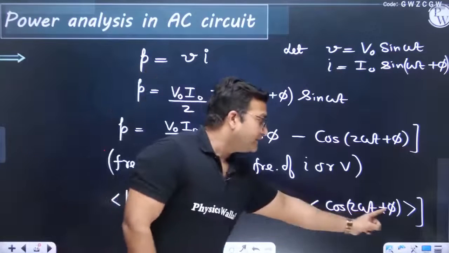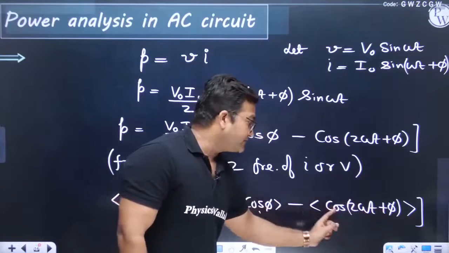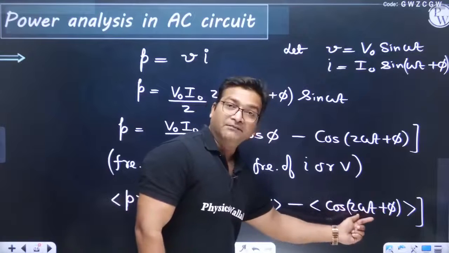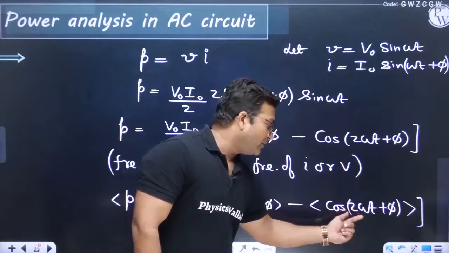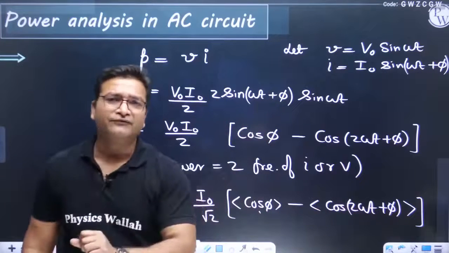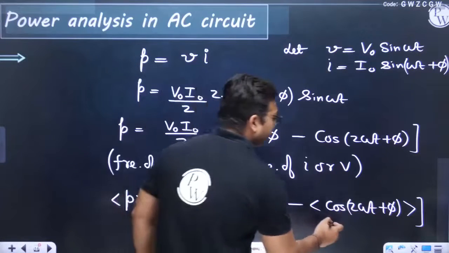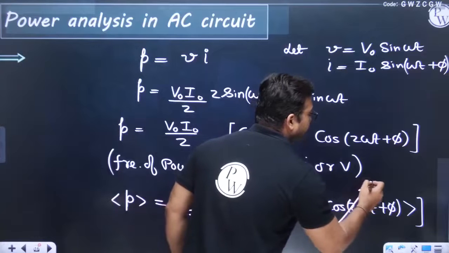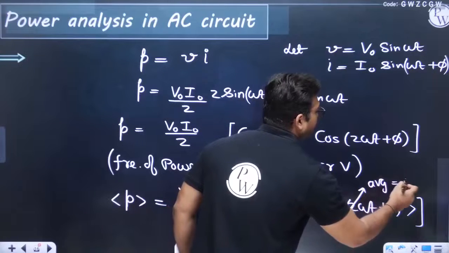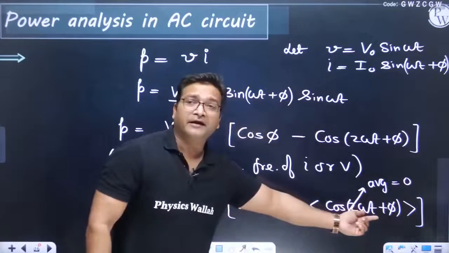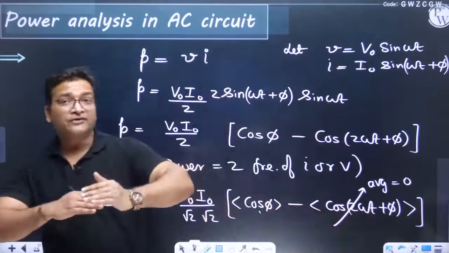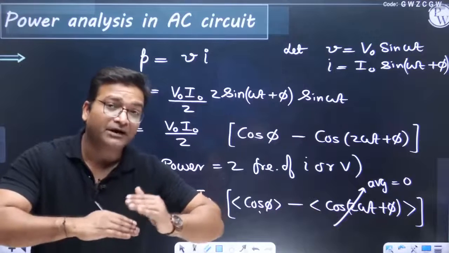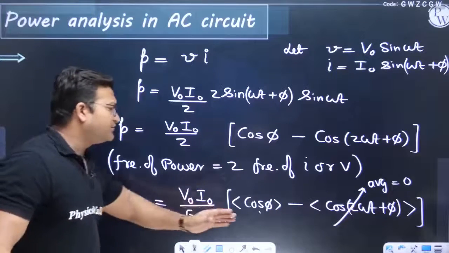And this term is variable. This term is actually varying with time, and it is an alternating term. It is positive and negative for equal amount of time. So its average value would be 0, as it has cos 2 omega t. It is variable with time, and if it is variable with time, it will be positive and negative for equal amount of time. So the average is obviously 0.